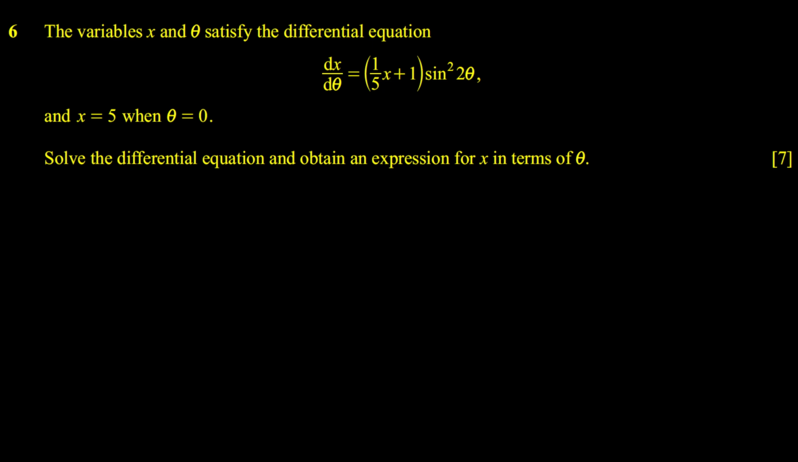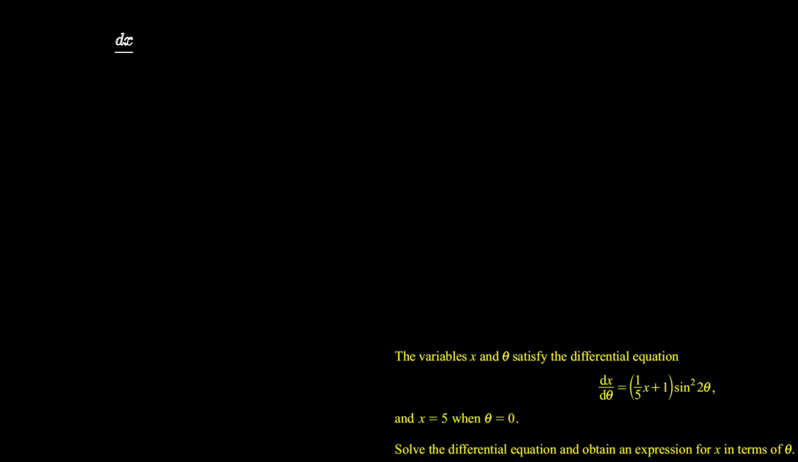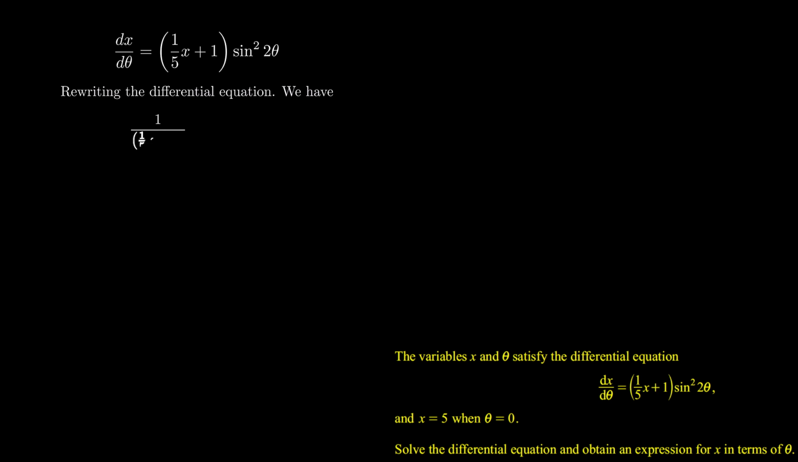So let's discuss the solution of it. The given differential equation we have is dx over d theta equals 1 upon (5x plus 1) times sine squared 2 theta. We can see it is going to be done with the help of the variable separable method. So we will rewrite this differential equation in that form. We send 1 over (5x plus 1) to the left hand side, and we get (5x plus 1) times dx over d theta equals sine squared 2 theta.